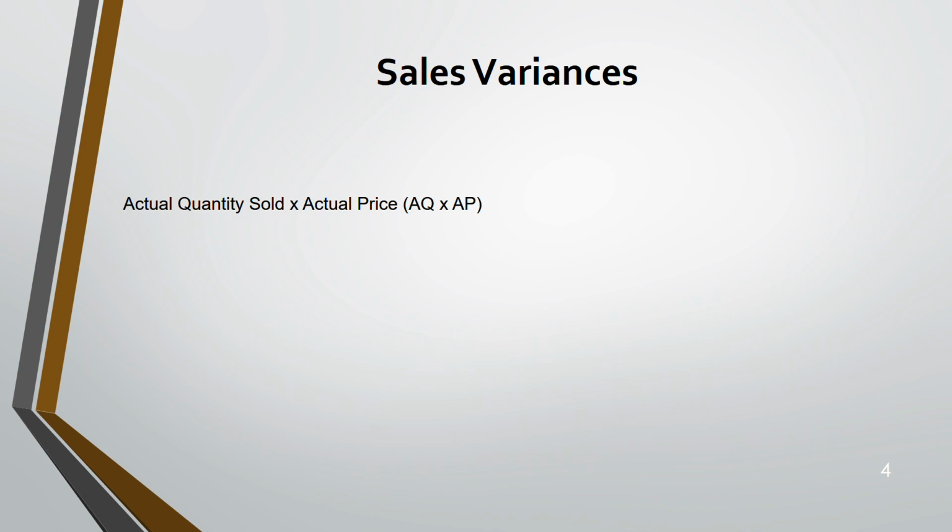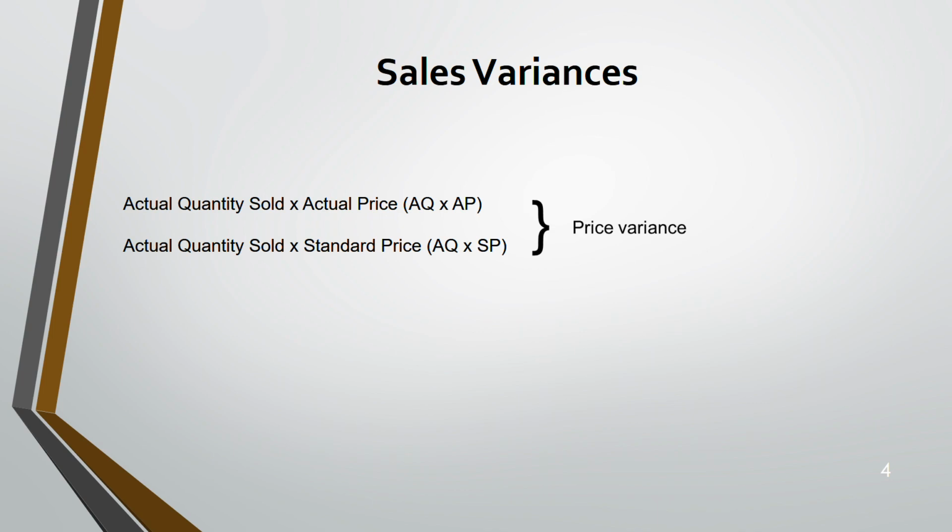Sales variance. There are formulas of variances which one needs to master. You should know it. So first one is actual quantity sold into actual price. We are using the initials here. AQ, that is actual quantity. AP, actual price. So AQ, AP. Okay. Next, actual quantity into standard price. AQ, SP. Together this makes price variance. So if you want to know the price variance, it's the difference between these two.